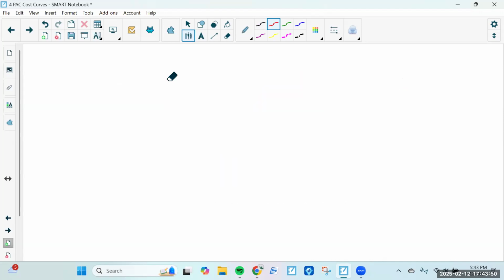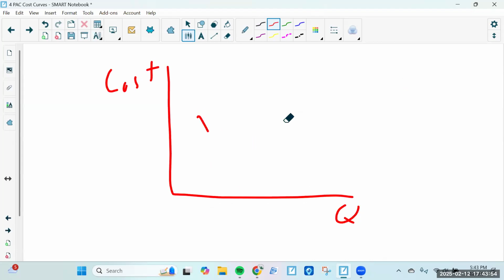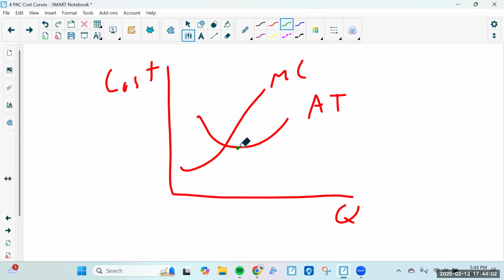If I am in a hurry and I draw my ATC like this, and I throw my marginal cost curve in like that, you're going to lose points, because that's not the minimum. The minimum is right there. And you go, oh my goodness, that's picky. Yes, it is, because you're violating a mathematical surety if you don't, so you don't run it to the minimum.